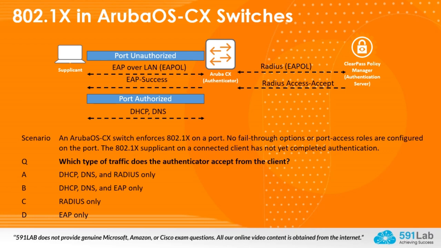So the scenario is, an ArubaOS-CX switch enforces .1x on a port. No fail-through options or port access roles are configured on the port. The .1x supplicant on a connected client has not yet completed the authentication. So this is a scenario, and let's look at the question. Which type of traffic does the authenticator accept from the client?